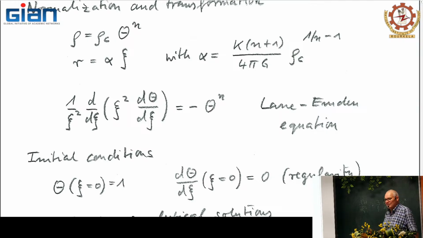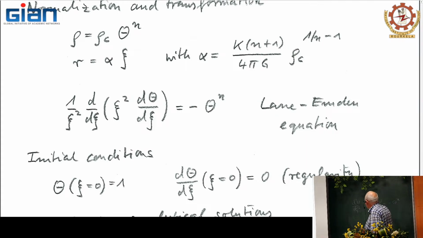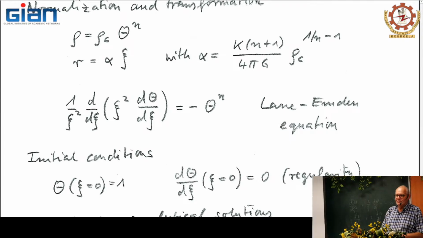So there is 1 over psi. Psi is the radial variable. Now, if we multiply by psi, we get a nicer version of this equation: psi times d2 theta by d psi squared plus 2 times d theta by d psi is equal to minus psi times theta to the power n. Now, what we would like to have is a non-singular solution for theta. Otherwise, we cannot interpret the density.